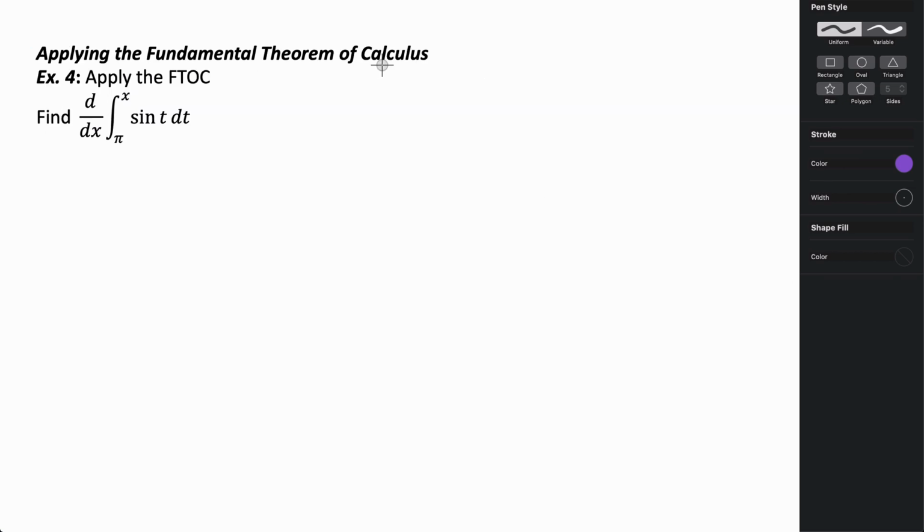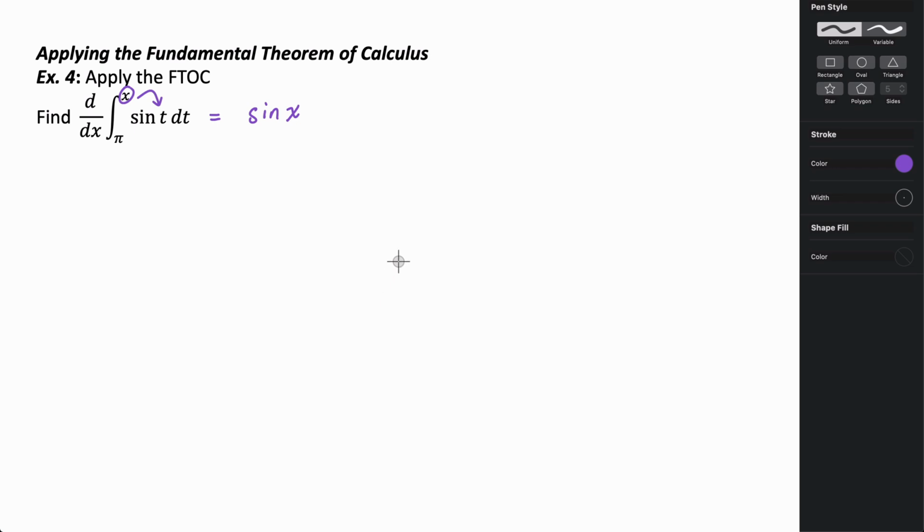Okay, so we want to apply the fundamental theorem of calculus here. We are told that we want to find the derivative with respect to x of the integral from pi to x of sine of t dt. So the fundamental theorem says, since we have a constant lower limit of integration and an upper limit of a variable x, I should just be able to substitute x into my argument for the sine. And so this should just be equal to the sine of x.